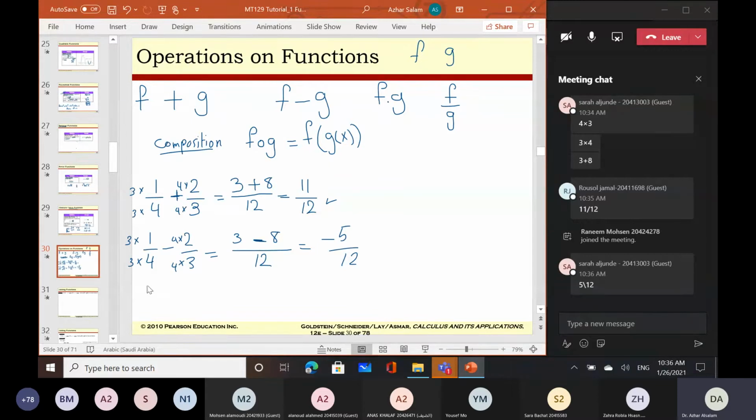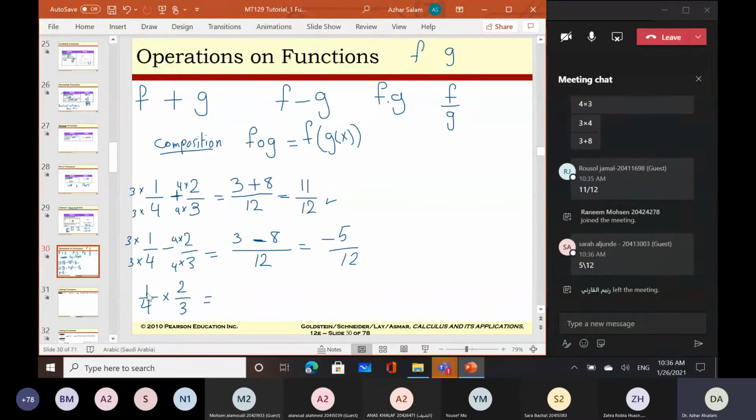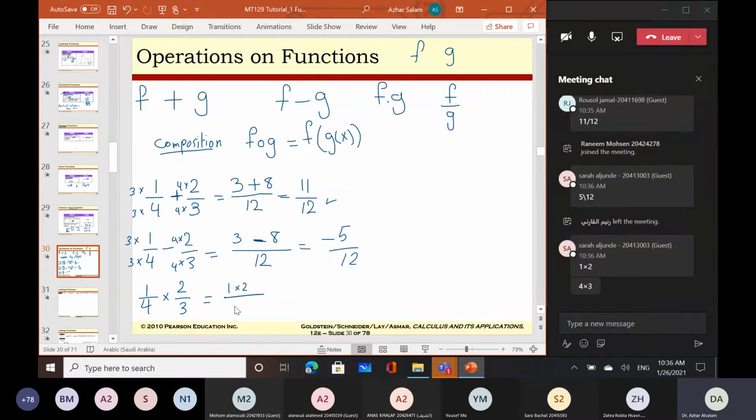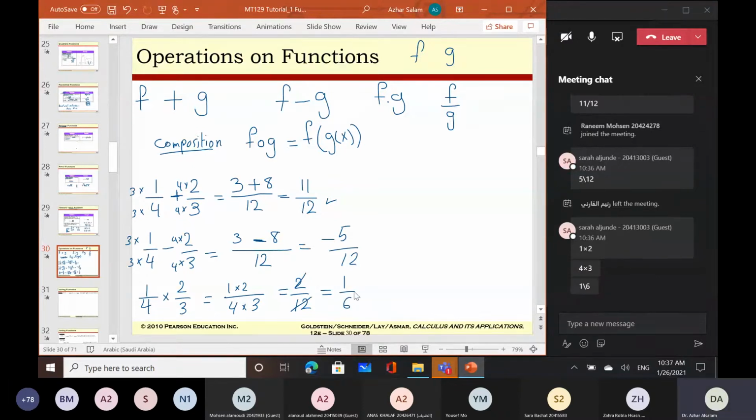Now for multiplication, this is the easiest operation. For example, here I have a quarter multiplied by 2 over 3. I just multiply the numerators together and the denominators together. So it will be 1 multiplied by 2 and 4 multiplied by 3, which is 2 over 12. I can simplify more: dividing by 2, it will be 1 over 6. I have to simplify to the simplest case.